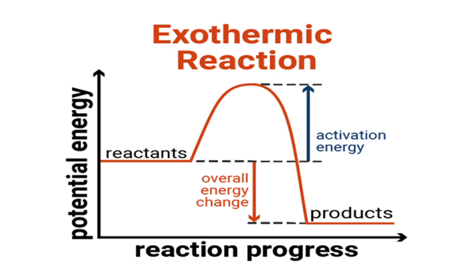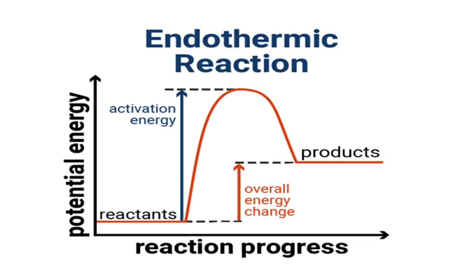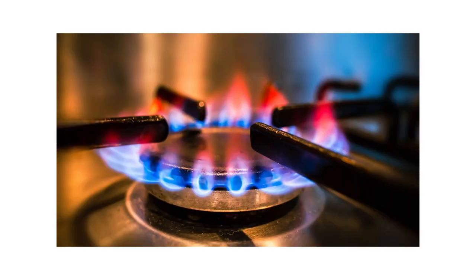So you need to be able to draw these energy level diagrams. In an exothermic reaction, the energy of the reactants is above the products. And you need to be able to label the activation energy as well. And in an endothermic reaction, the reactants are below the products and the activation energy goes right up to the top. You need to be able to draw them.